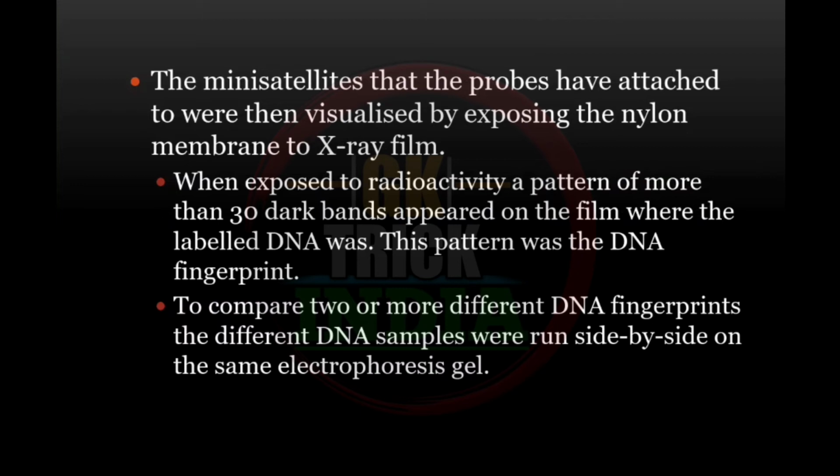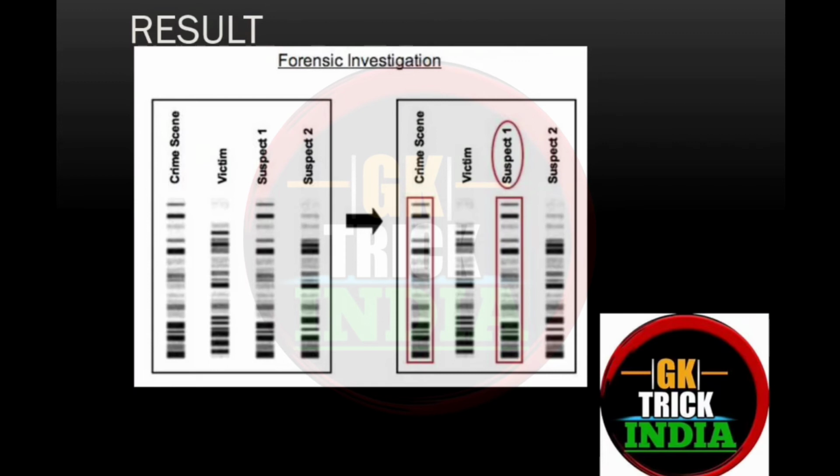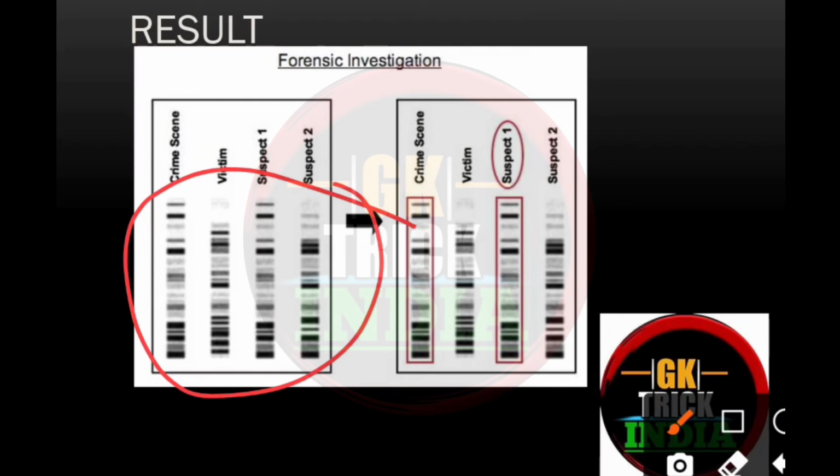To compare two or more DNA fingerprints, from two different samples, we have to take many samples as fast as possible. We have to run them through the same electrophoresis gel, and this process repeats again and again until we get a correct and clear result. So this is the result we show. So what are these white and black bands?